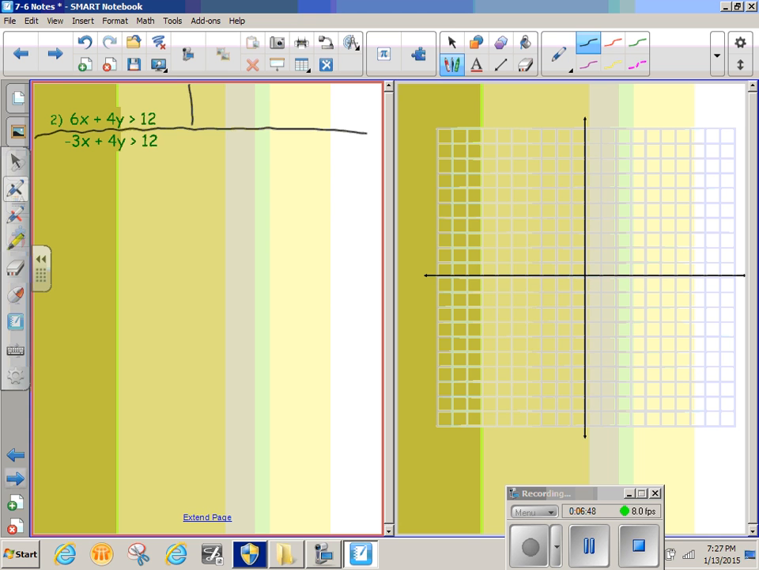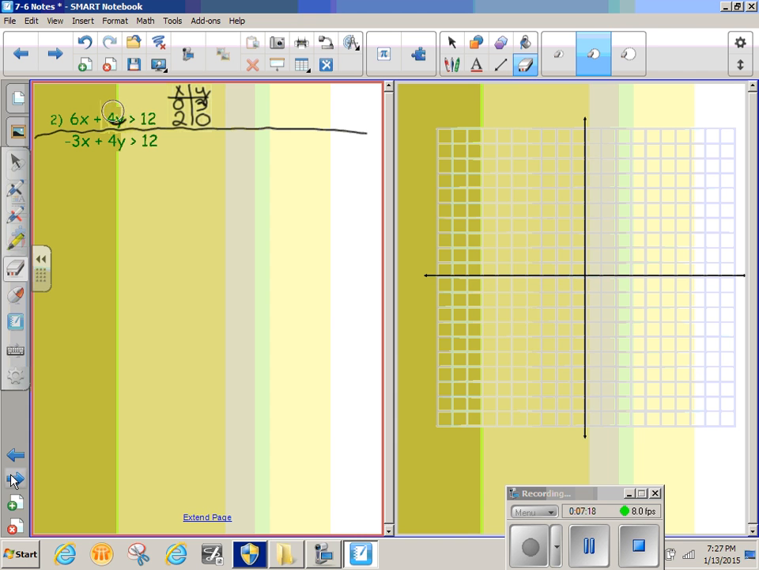I'm going to make a little mini table of values. That's what I call it when I graph in standard form, because I only need 2 coordinates. I need a 0 in for x and a 0 in for y. When I substitute in 0 for x, 4 times 3 gives me 12. When I substitute in 0 for y, that makes this all 0, so 6 times 2 gives me 12.